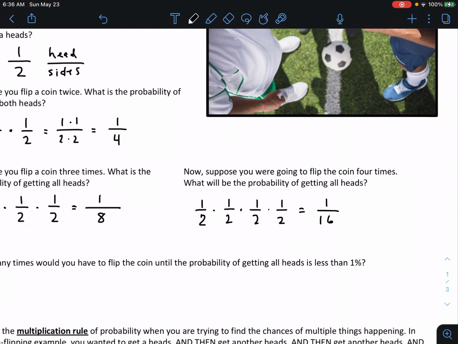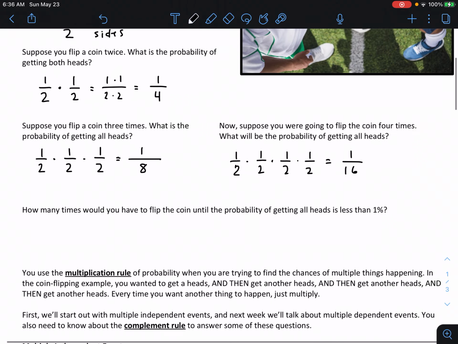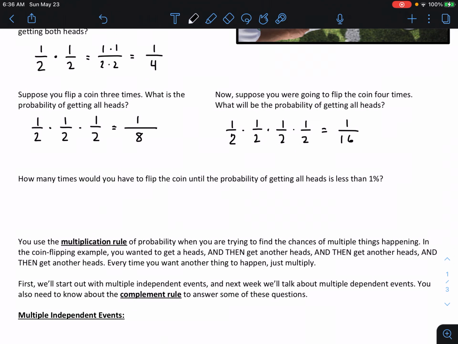Okay, now it says how many times would you have to flip the coin until the probability of getting all heads is less than 1%? Well, the thing we have to think about is these fractions that we just came up with. The first one, 1/4, that's not a 1/4, that's a 1/2. 1/4 is 1 out of 4, or we did some conversion last week, so it's 25%.